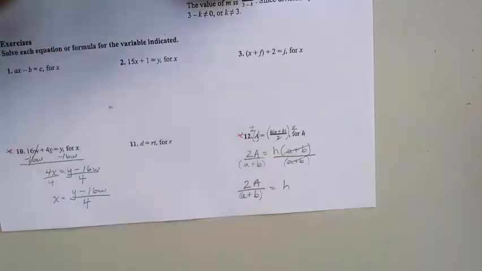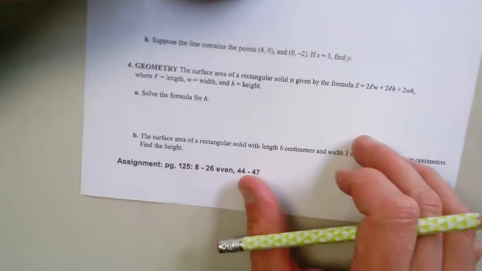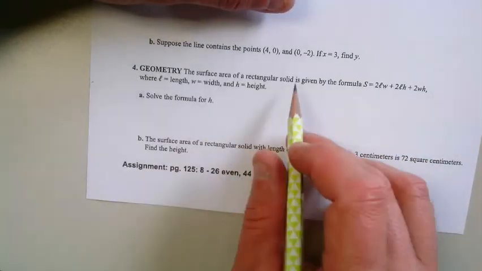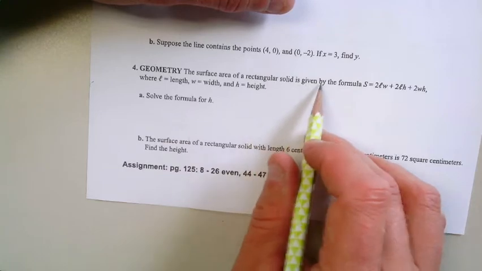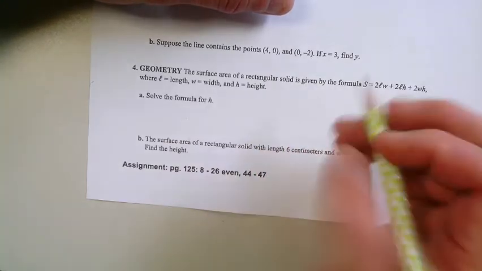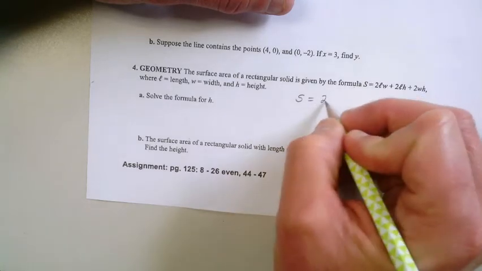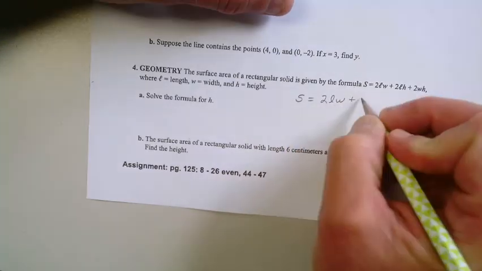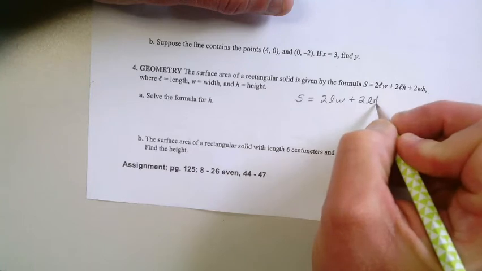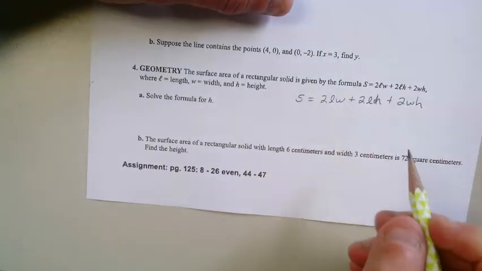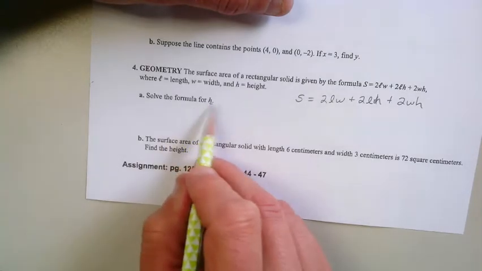Okay. All right, now let's flip over to the back side, and I'm going to go right down to the very last problem here. Okay, it says this: the surface area of a rectangular solid is given by the formula S is equal to 2LW plus 2LH plus 2WH. And it says here that we want to solve for the height.